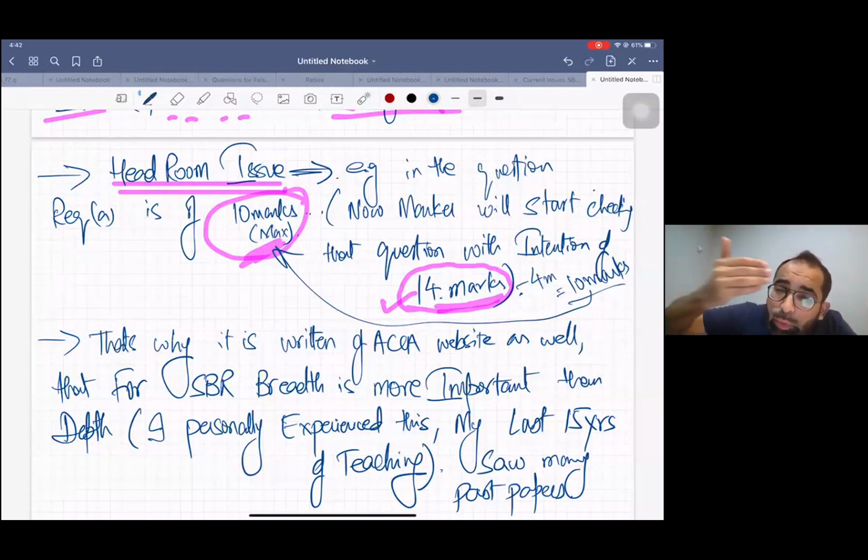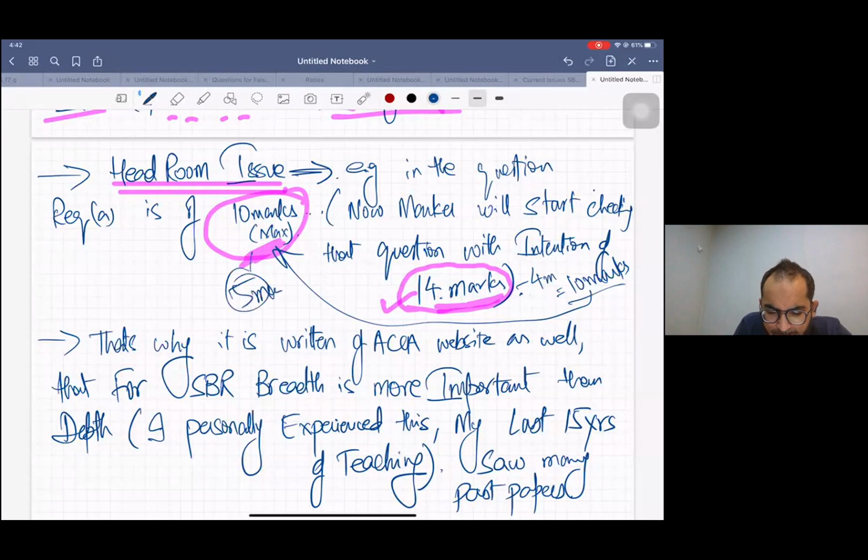That means ACCA has given you room to make mistakes. In these professional exams, ACCA has given you room to make mistakes. Even if you make slight mistakes, still you will get the full marks. And if you make many mistakes, still you can take 5 marks out of 10. And 5 marks is enough. Your passing mark is 50, and because it's a big paper, your first target is to cross the 50 marks border.